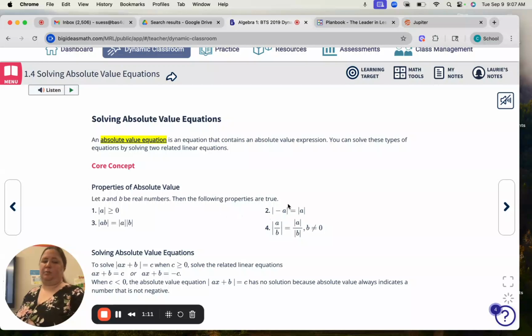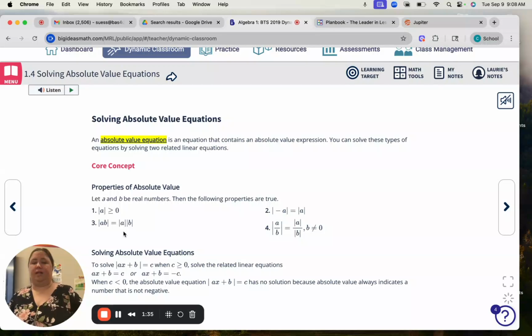You need to write down these properties of absolute values in your journal. I'll give you a minute to do that. I'll go over them, though, while you're doing that. So for an absolute value of A, that has to be greater than or equal to 0, which makes sense because the absolute value gets rid of the negative.